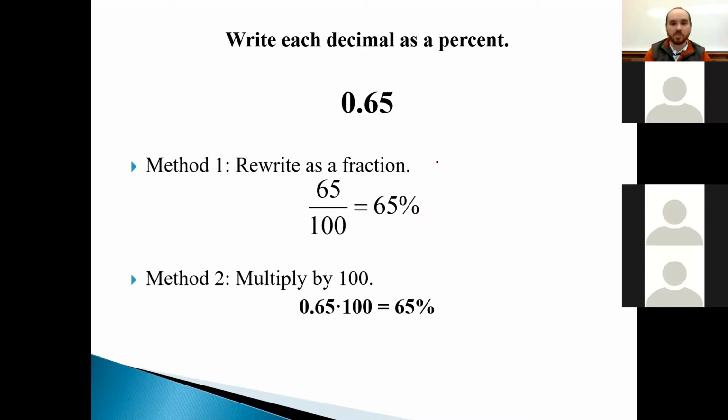So the first one, all we're doing is putting it as a fraction again. And when you have a decimal like 0.65, we can put that as a fraction as 65 over 100. That's just multiplying. If you think about it, this would be 0.65 over 1. We just multiplied the top and the bottom by 100. And then we have our ratio over 100, so that is just 65%. Method 2, multiplying by 100, you just take the decimal, multiply it by 100.